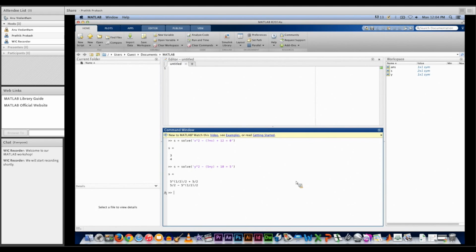So Pratik, can you explain for us which part of this tells you that you're looking at an imaginary number?